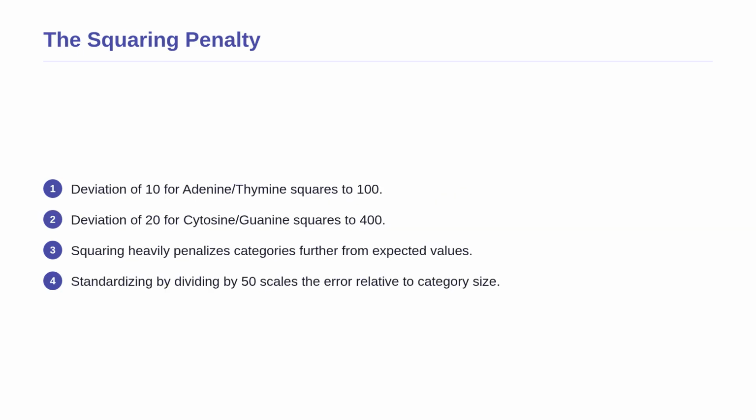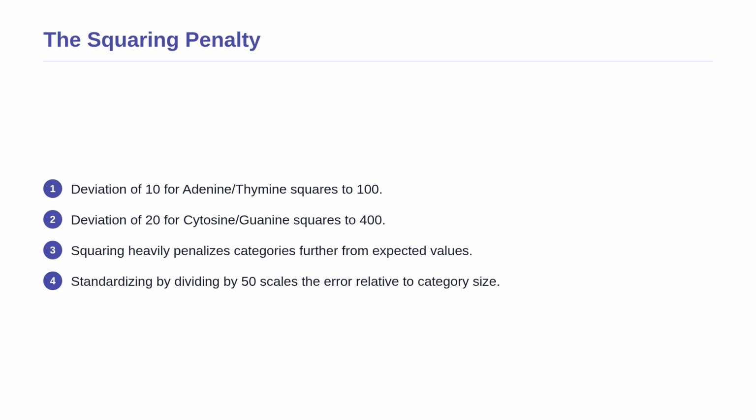Before we conclude this second example, let us look closely at the mathematical reasoning inside those steps. Why did we square the differences? A deviation of 10 for adenine became 100, but a larger deviation of 20 for cytosine exploded into 400. This clearly shows how the squaring mechanism heavily penalizes categories that are further away from their expected values. The larger the gap between reality and expectation, the more aggressively the formula inflates the error score.